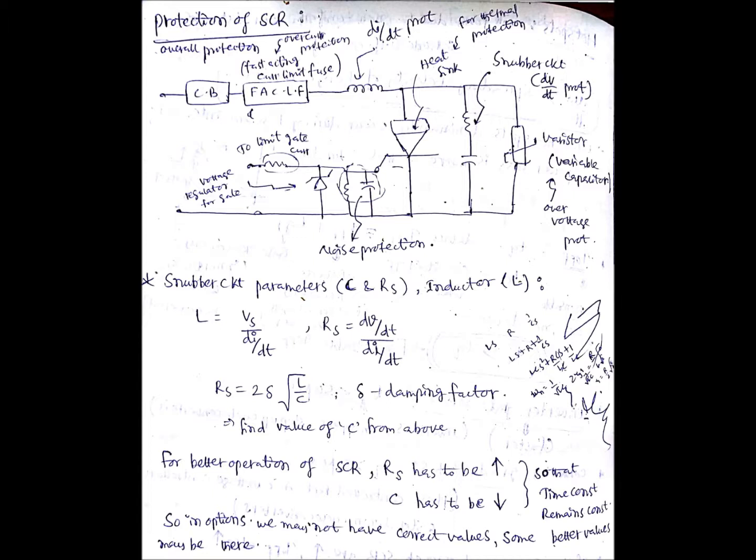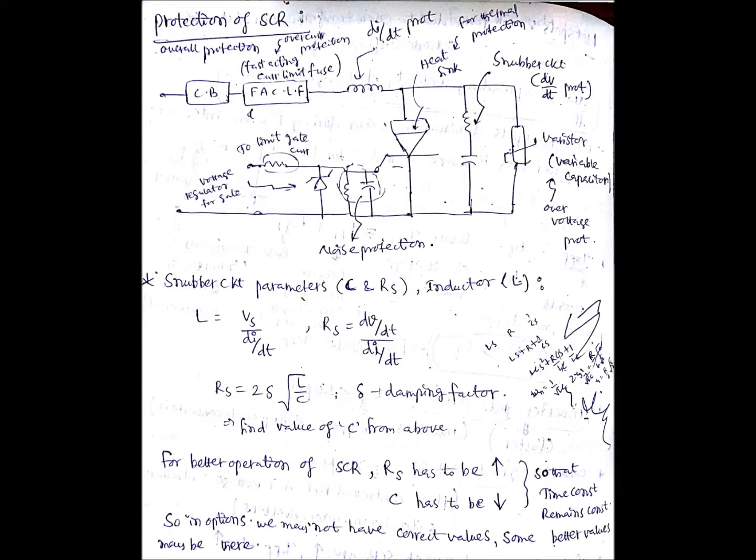What is the purpose of Zener diode? That is voltage regulator for the gate. Because for supplying gate current you need some voltage, right? That should be maintained or regulated. So we need to use Zener diode for that purpose.